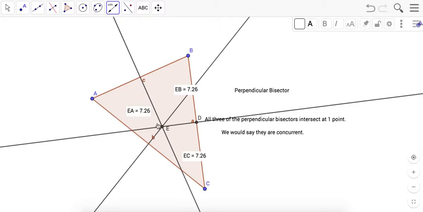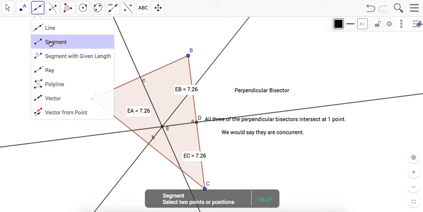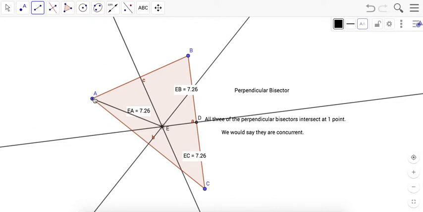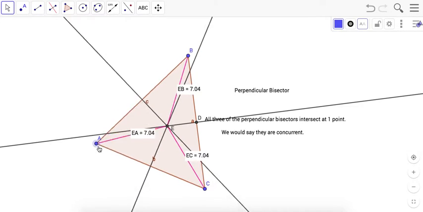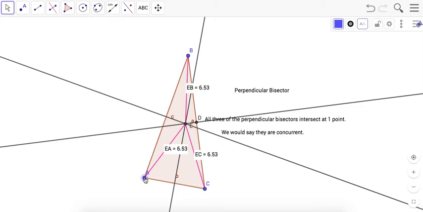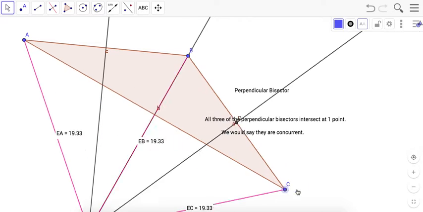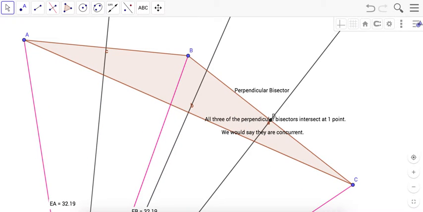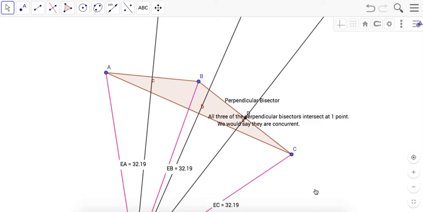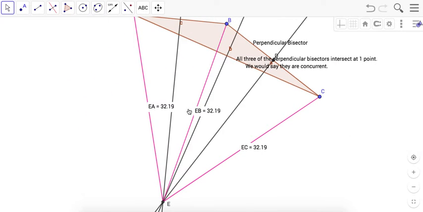So if I draw these segments in, let's make them pink, just to keep track. These segments, this one right here and this one right here, those distances are all the same for any triangle. Look, as I move it, the distances change, but they're all the same, 6.53, 7.23. I could make a crazy, big, wicked, obtuse triangle, and look what happens. Those distances are still the same.